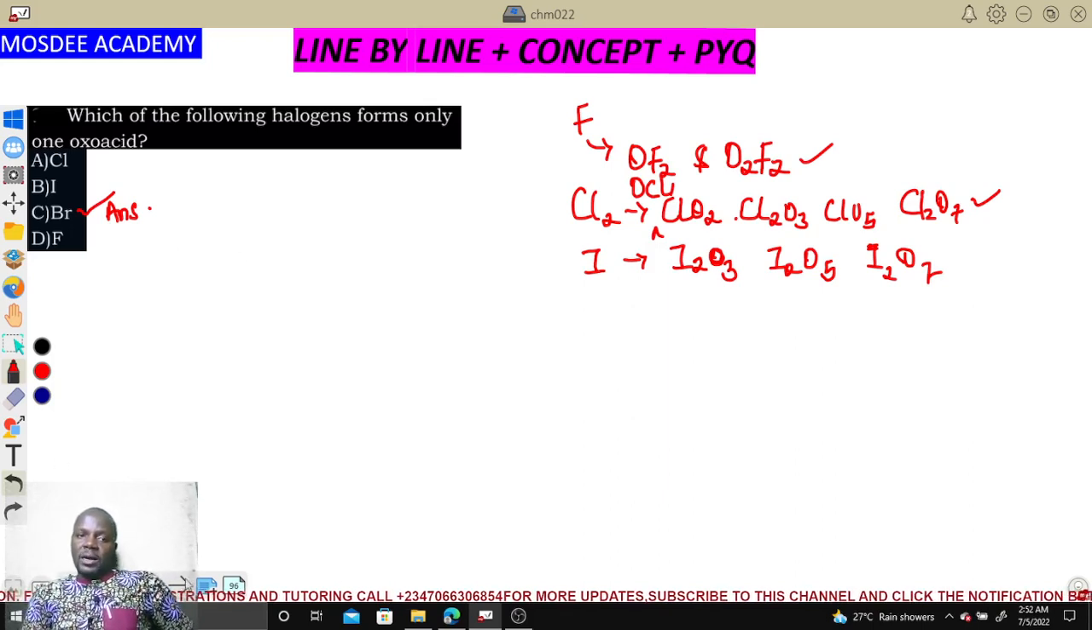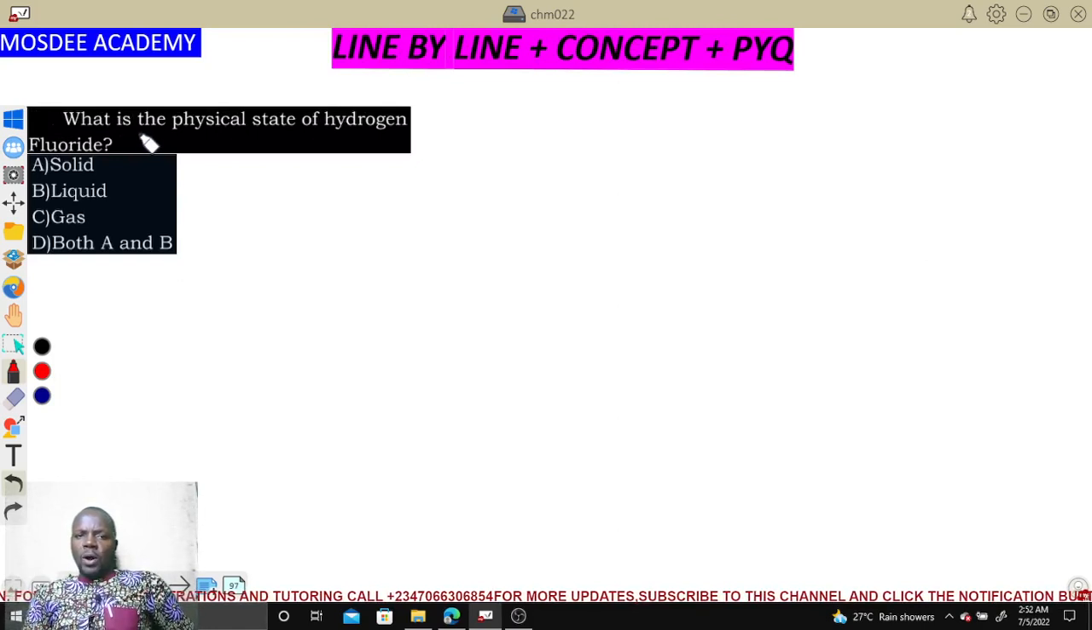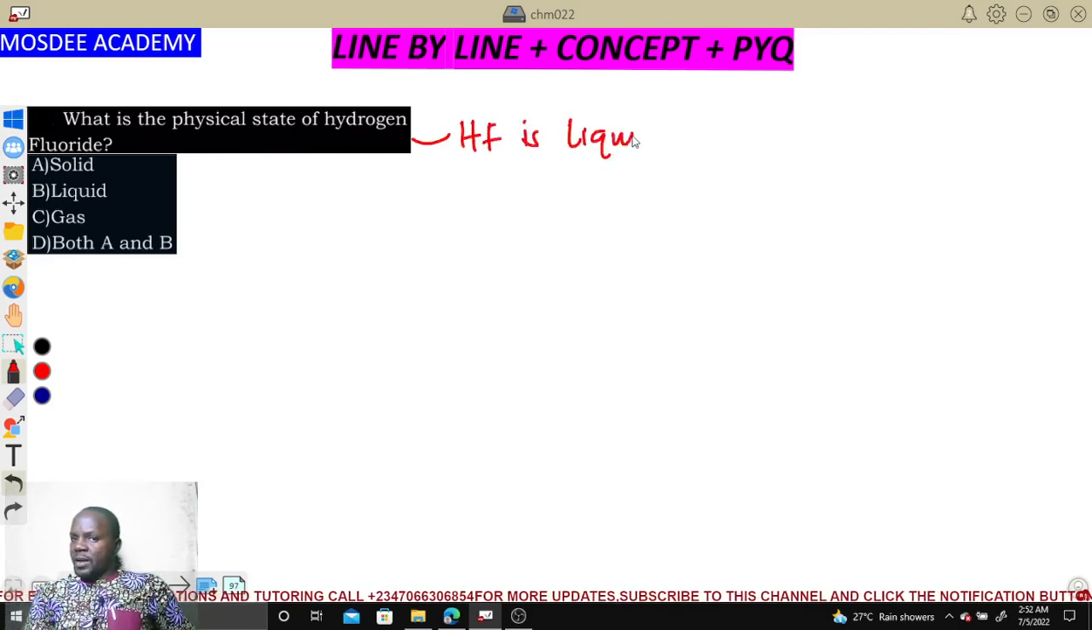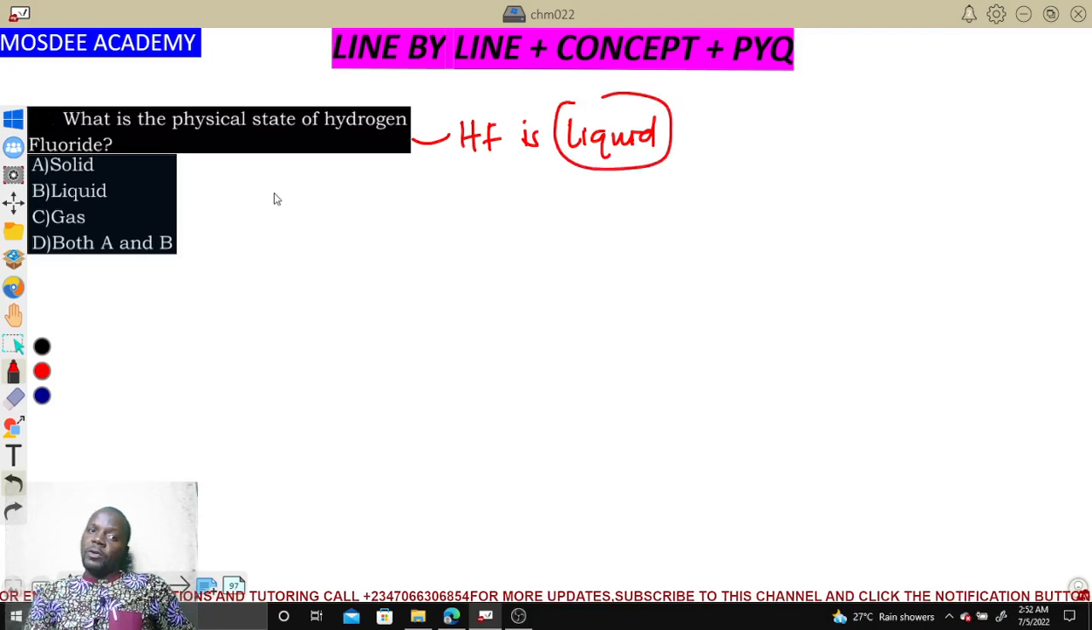So the next one now should be, what is the physical state of hydrogen fluoride? Please note the physical state of hydrogen fluoride. Hydrogen fluoride is liquid. Please keep that in mind. It is not a gas. Hydrogen fluoride is liquid. So that is the answer to that question. Nothing to talk about, but keep it in mind.